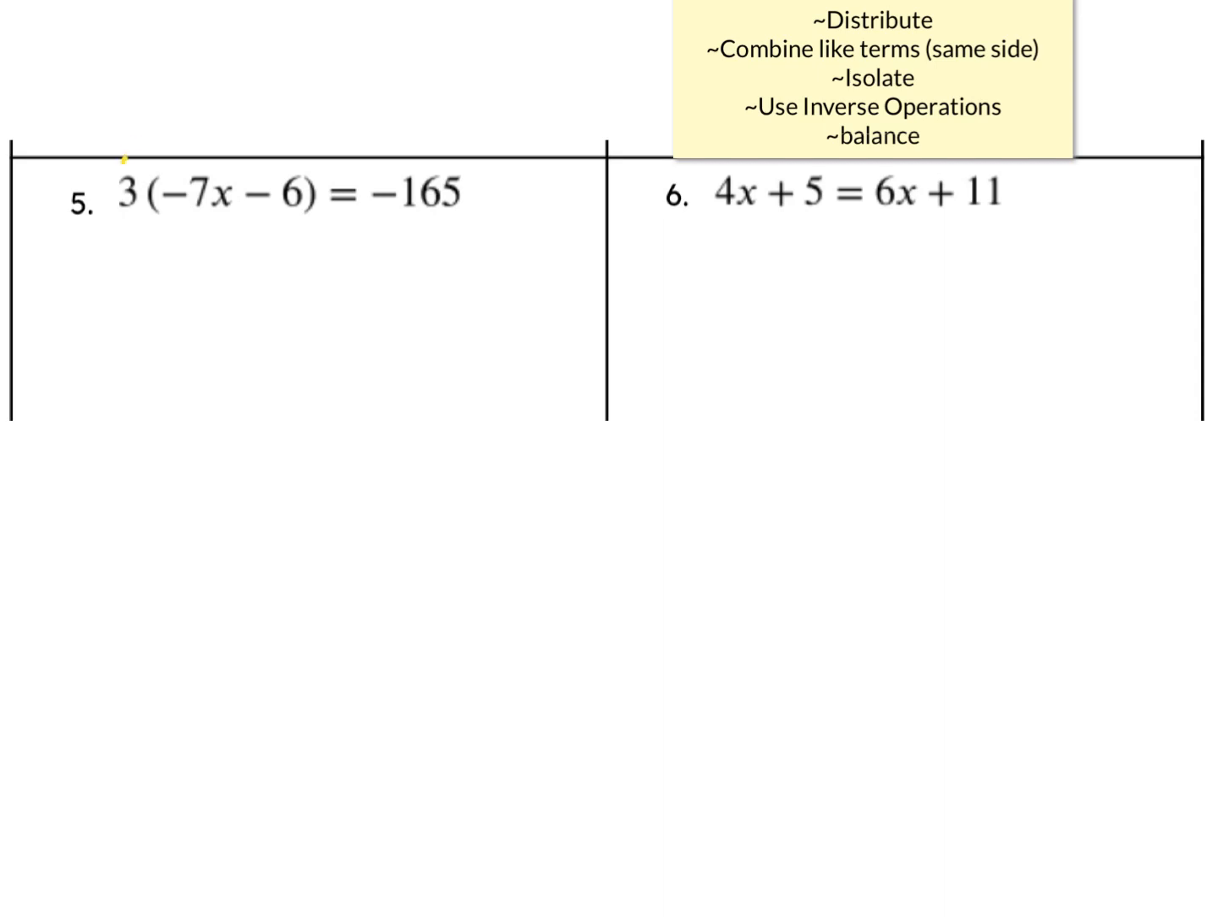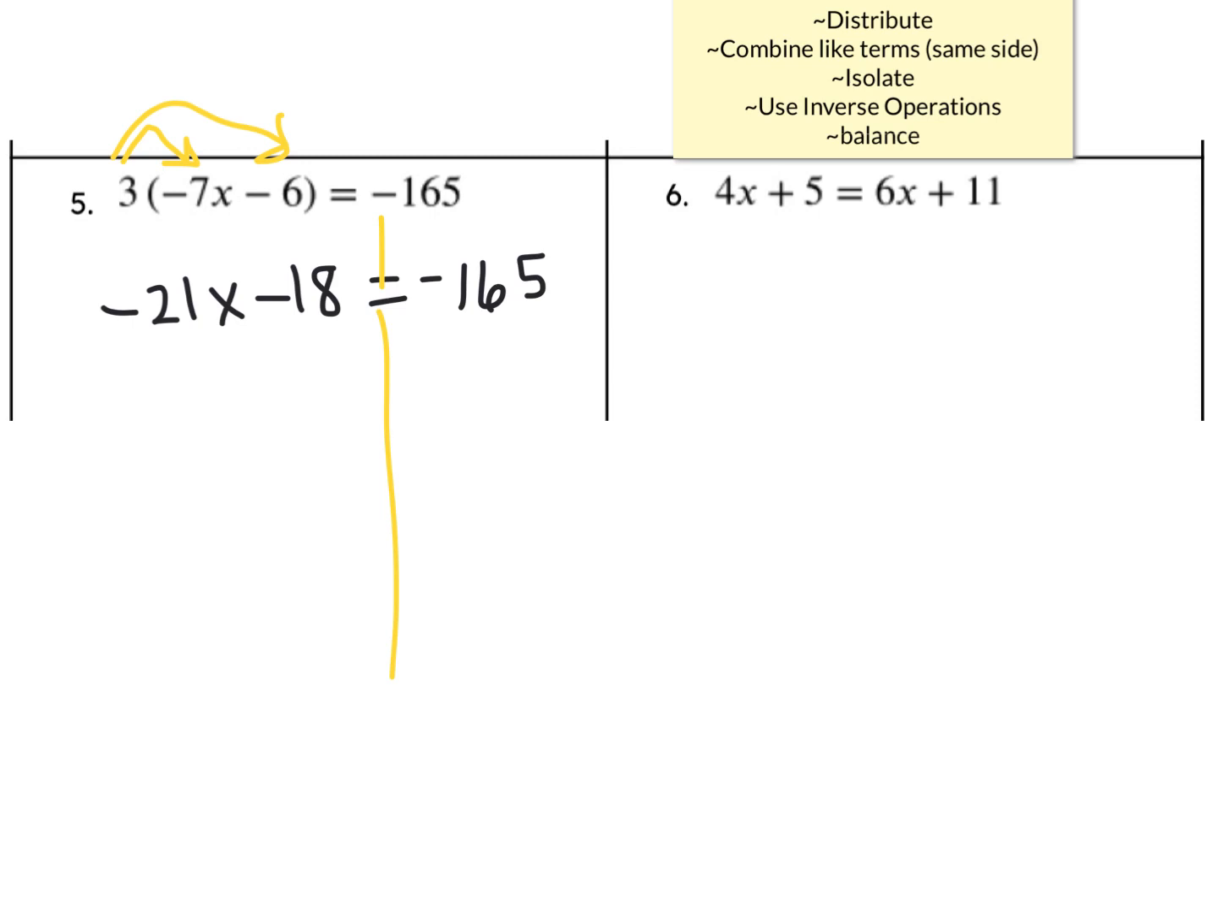Okay, our first step is to distribute. When I see those parentheses, I know I'm going to distribute. So 3 times negative x, a positive times a negative, that's going to be negative 21x. And 3 times negative 6 is negative 18. Okay, so step 1 is done. I used the distributive property to clear the parentheses.